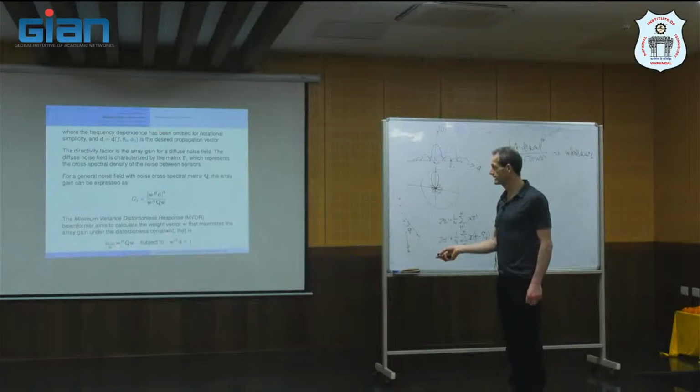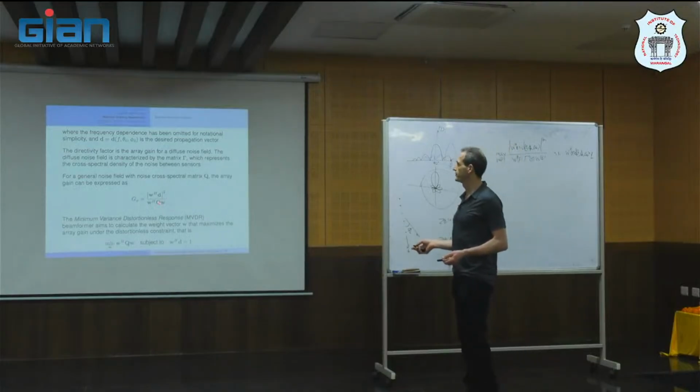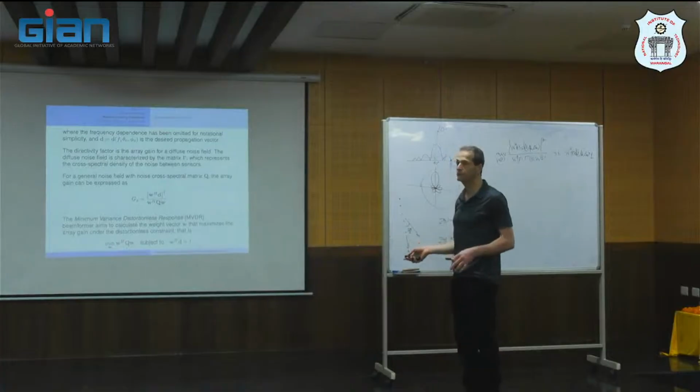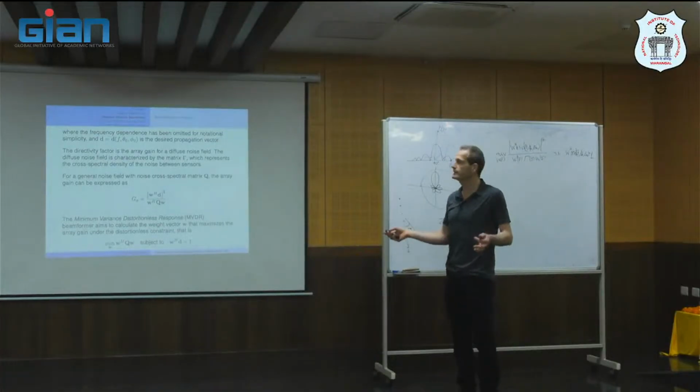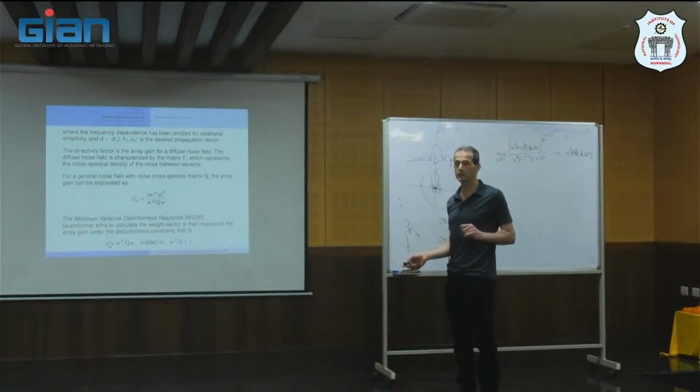You see, this is a vector. I need to find this vector, which minimizes this. And by the way, you can put here any matrix Q. If Q is the cross spectral density of the noise, so actually we'll maximize this ratio, this array gain for any type of noise, for a type of noise that is characterized with this cross spectral matrix Q. If I put here gamma, it will maximize the directivity.